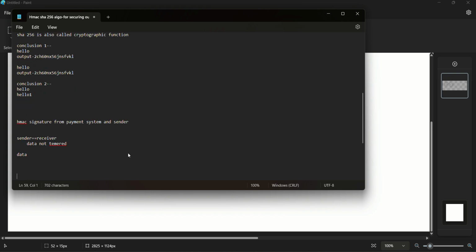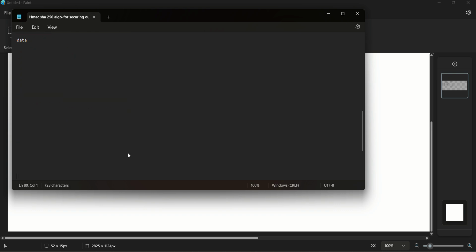So I can write simple steps to show the working of the steps of HMAC SHA-256.